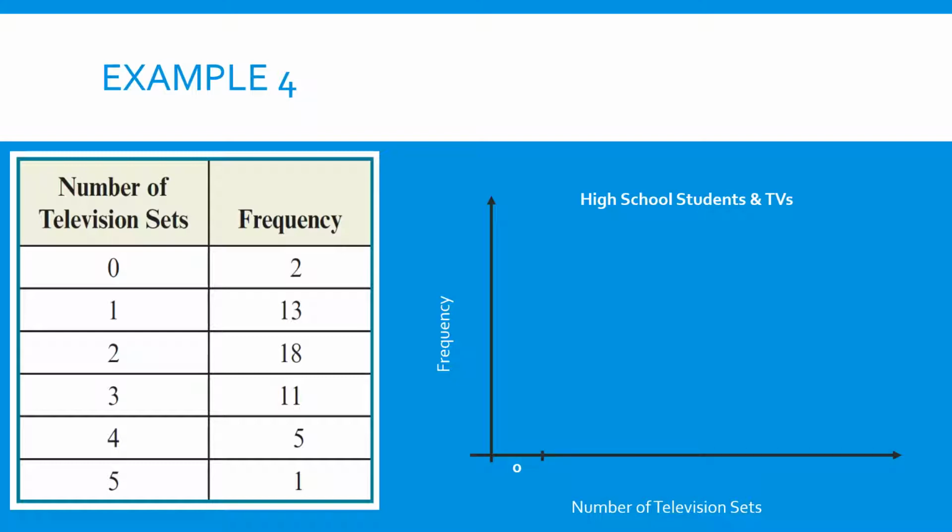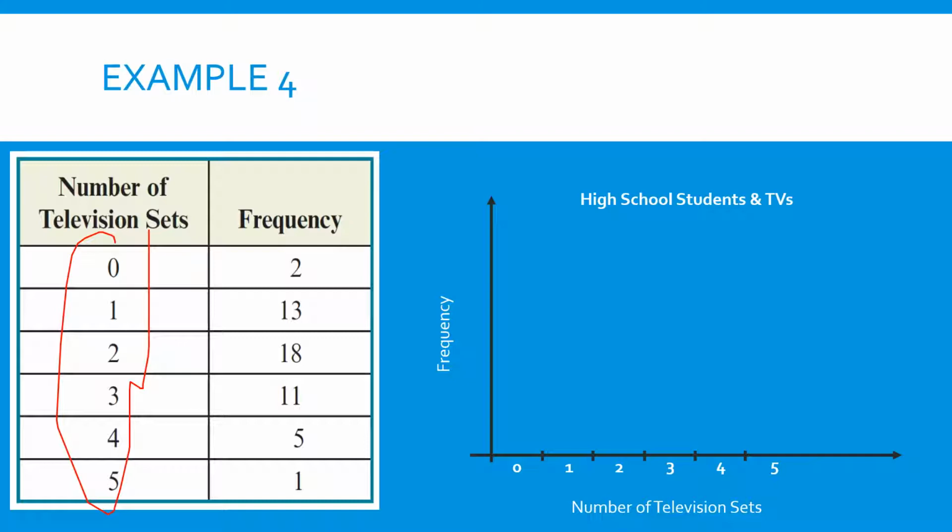Now I'm labeling my intervals down on my horizontal axis. So my first interval is 0, and then 1, 2, 3, 4, and 5. So again, that's just based on that first column of information right here. So that came from there.